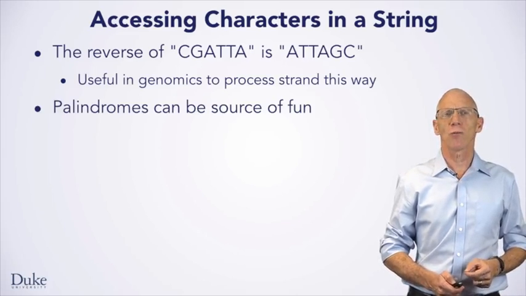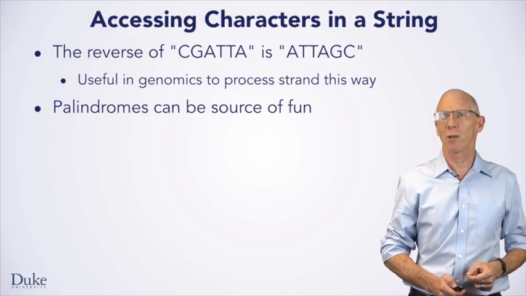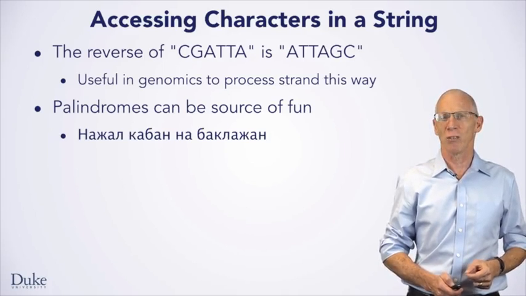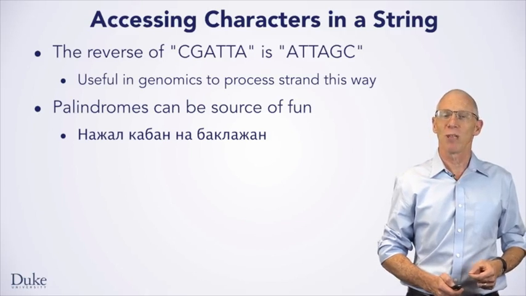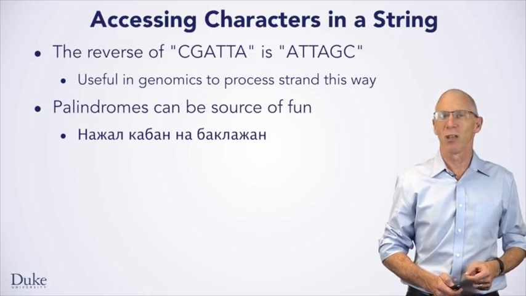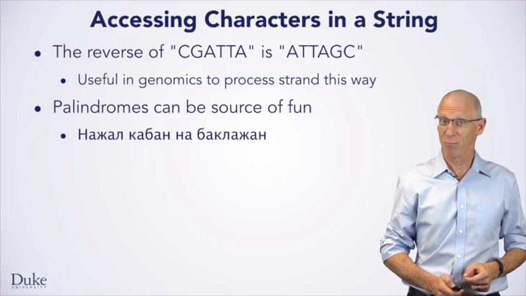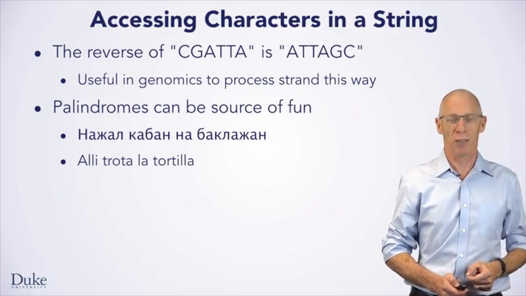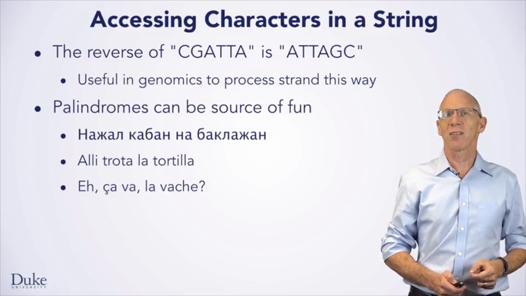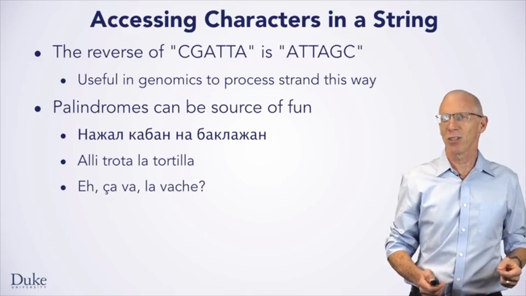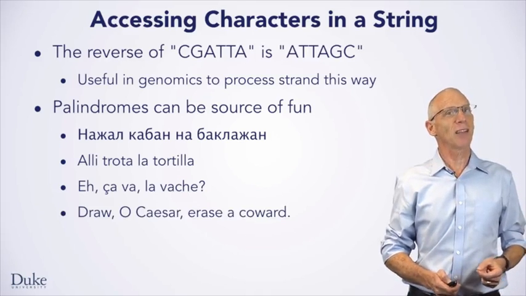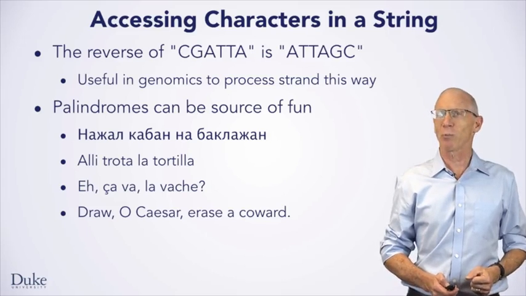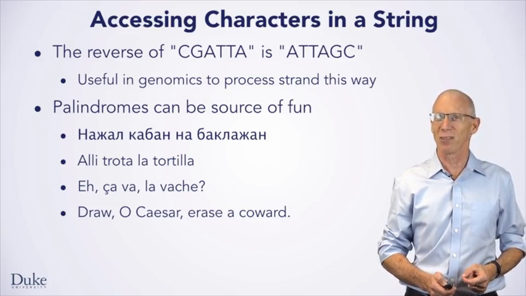It can also be a source of fun or wordplay to look at phrases that are palindromes, the same read backwards as forward. Here's a sentence in Russian that you can see reads backwards and forwards if you understand the Cyrillic alphabet. It means, the boar pressed the eggplant. In Spanish, we have a palindromic sentence that means, there jogs the tortilla. While in French, the sentence, et ça va la vache, means, and how is the cow? Finally, we see an English sentence, draw, O Caesar, erase a coward, which is particularly appropriate as we implement a Caesar cipher in this module.